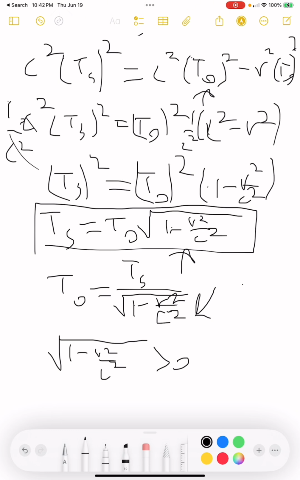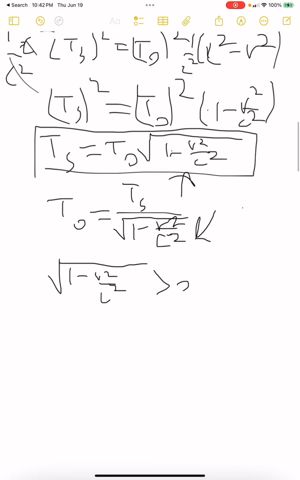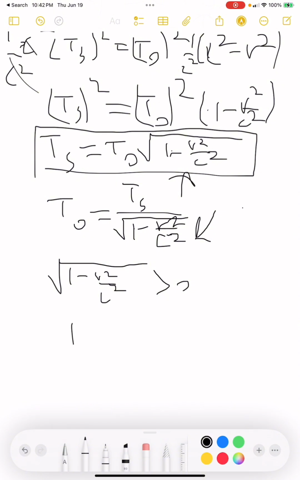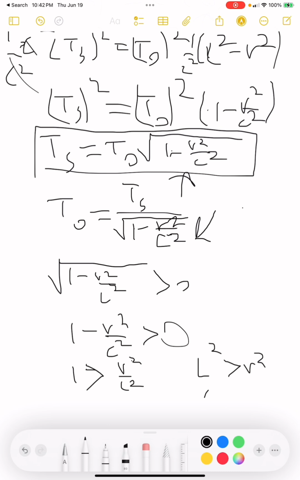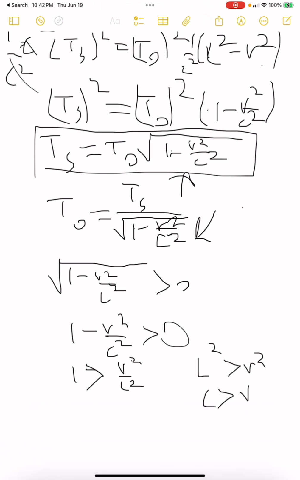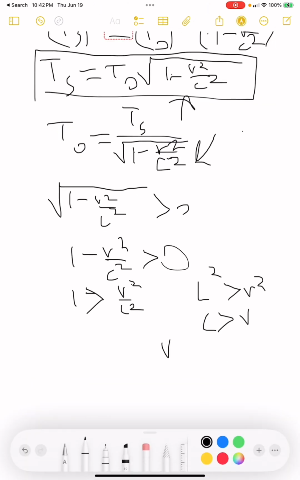Now, if this were a regular square root, we could say it is equal to 0. But if this were equal to 0, it would be undefined. So we can solve this, and we will see that we get 1 minus v squared over c squared to be bigger than 0. And we'll get that 1 has to be bigger than v squared over c squared, meaning that c squared has to be bigger than v squared, which means that c has to be bigger than v. Now, what this means is your velocity can never reach the speed of light.